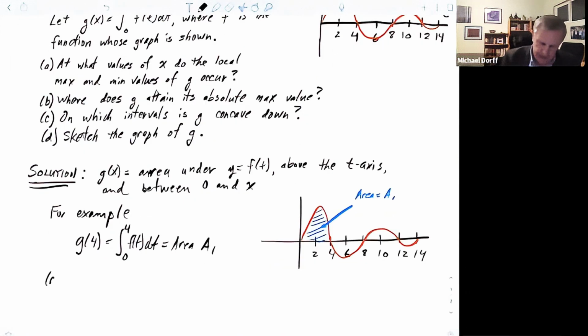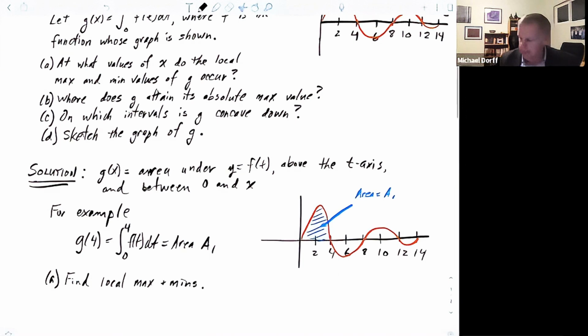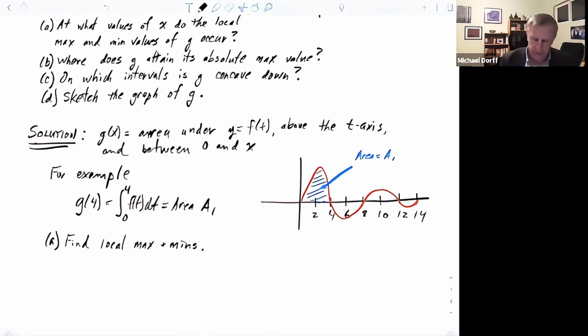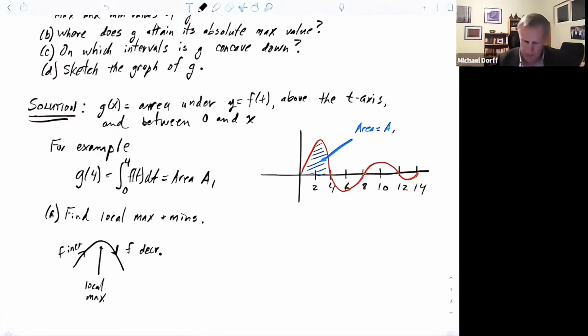So in part A now, we're supposed to find local max and min, where the x values are that this occurs. All right, so in general, when does a local max or min occur? Well, if I have a function that's increasing and then decreasing, that's when I have a local max. So the function f is increasing here, and then it's decreasing. When does that happen in this particular problem?